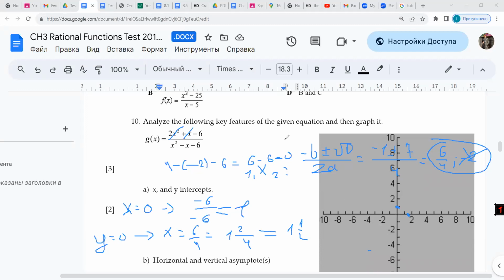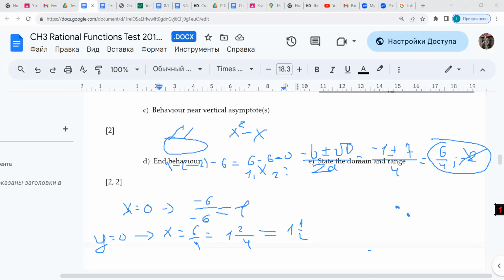So vertical asymptote would be present when the denominator, the one on the bottom, equals 0. We already know that -2 would be one vertical asymptote. But as soon as it's a quadratic function here, we may have another one. So let's check. X squared minus, well, let me see, it's B, C, D also here.